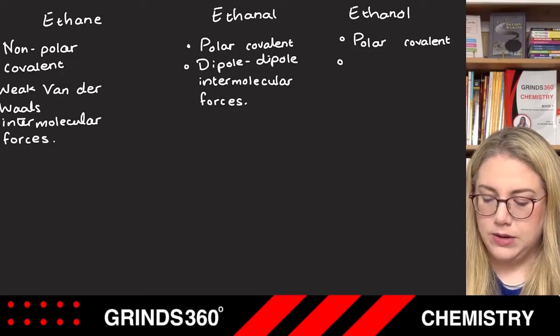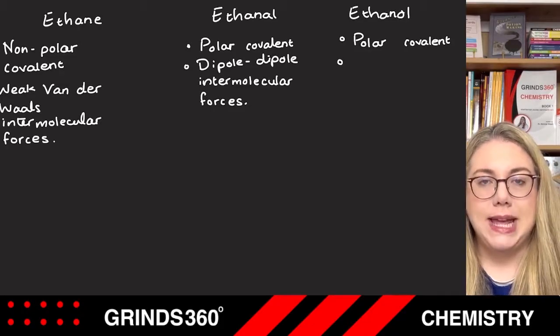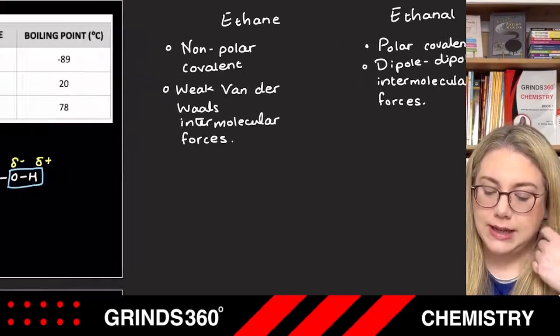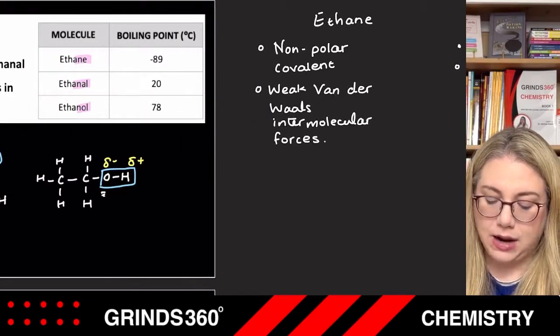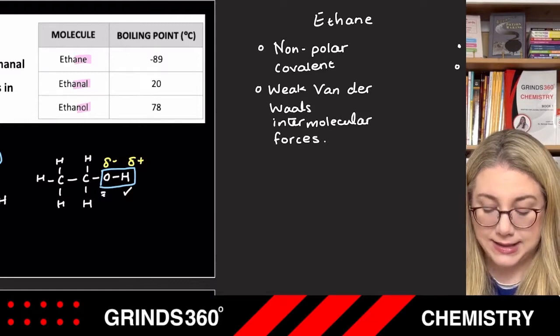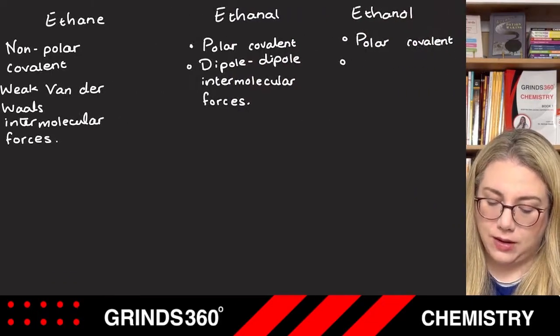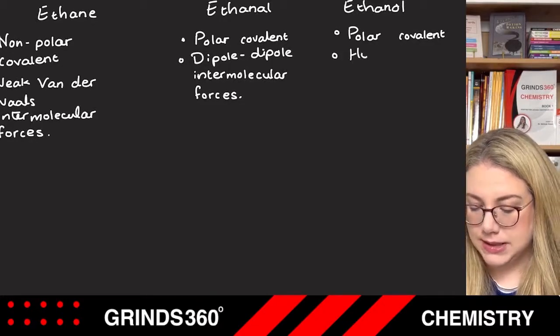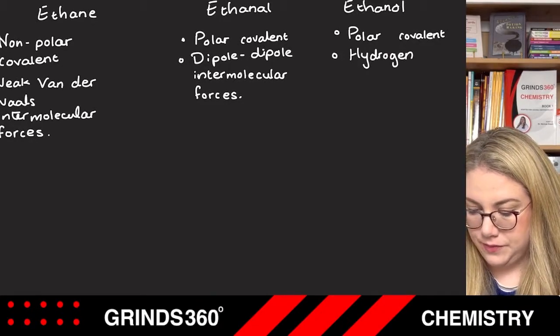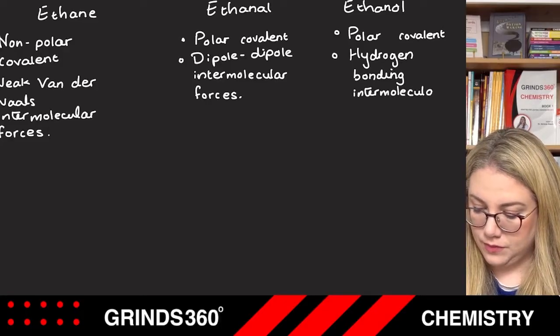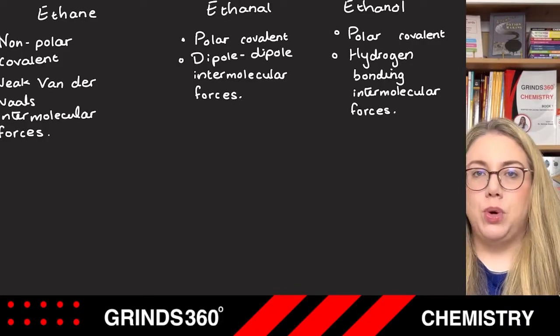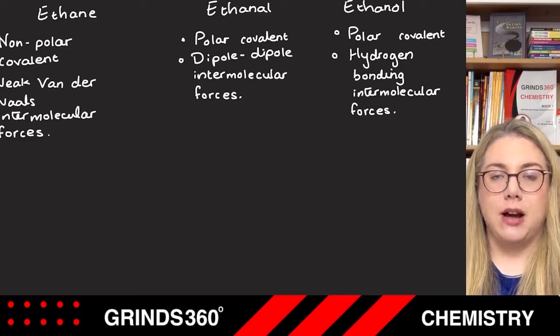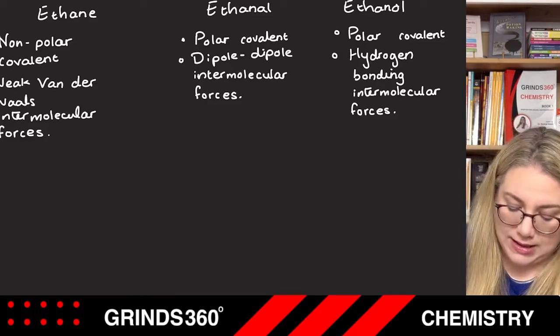Right, dipole-dipole or hydrogen bonding. Go for hydrogen bonding first. Is there an oxygen, nitrogen, or fluorine? Yes, there's an oxygen. Is there a hydrogen attached to that oxygen? Yes. Therefore, alcohols have hydrogen bonding intermolecular forces. Perfect. Now you've done step 1 and step 2 for each of the 3 compounds. Our next step is to comment on the strengths.